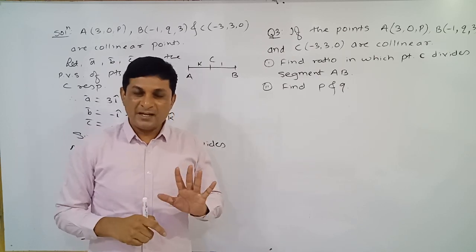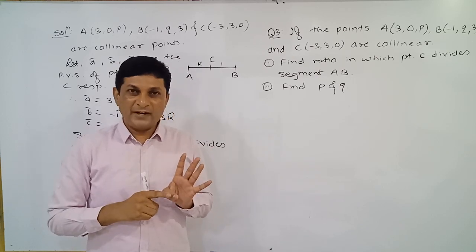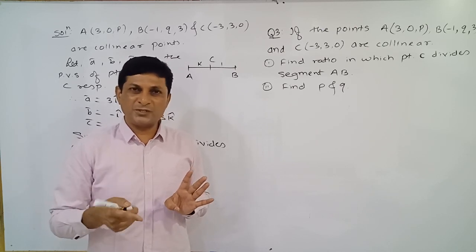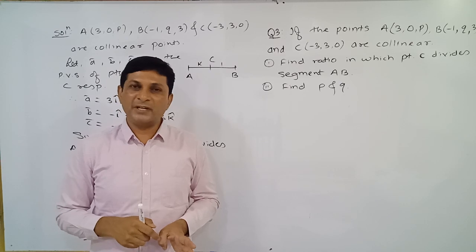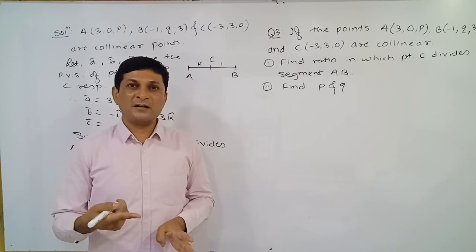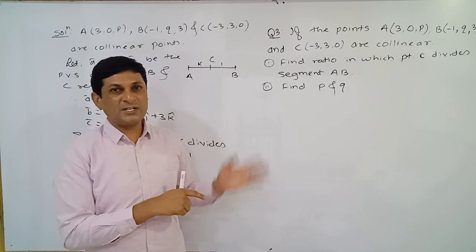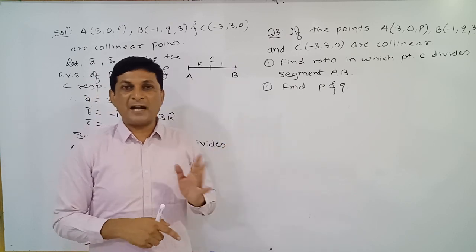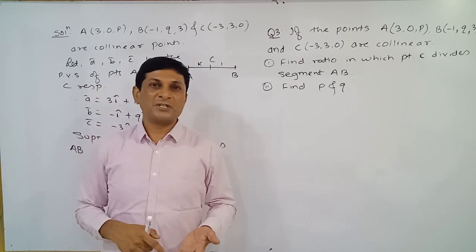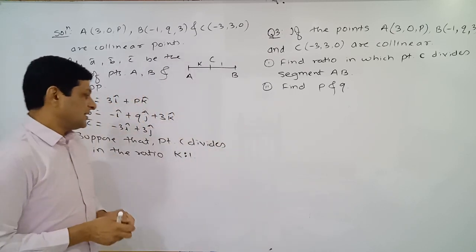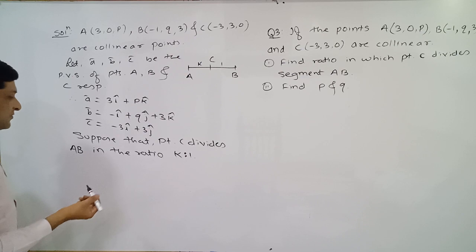External. Getting it? Applying the internal division formula, if the value of k is positive, meaning the ratio is positive, then definitely the division will be internal. But if the ratio is negative, meaning the value of k is negative, then we can say the division is not internal. Then the division will be external.